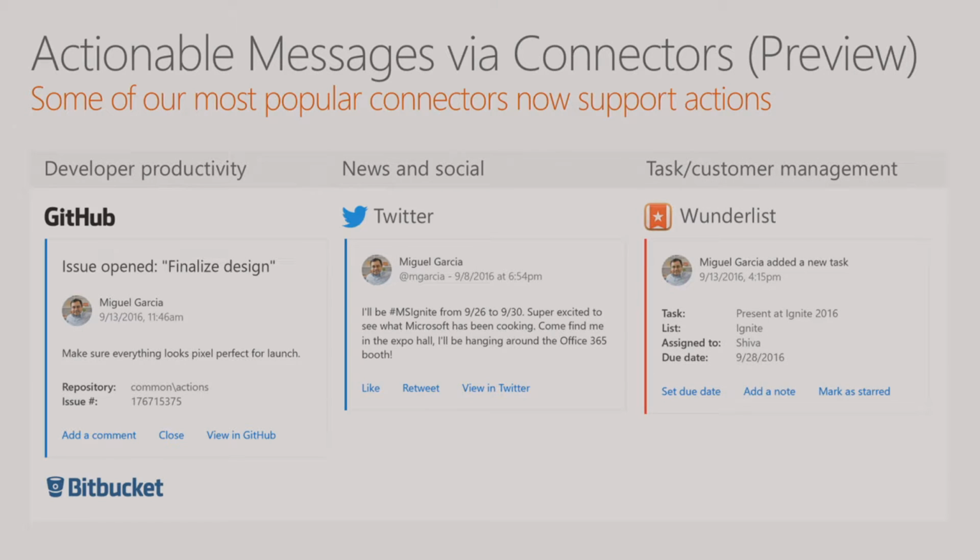But the one that I'm most excited about is in the task and customer management space. We are partnering with Wunderlist to enable actions on the connectors. And what it means is that you can manage your Wunderlist and manage your tasks in Wunderlist directly from Outlook. We're also partnering with some really cool companies in that space, such as Trello, Zendesk, and Asana. And actually, you'll find out more about the Trello connector later in the demo.